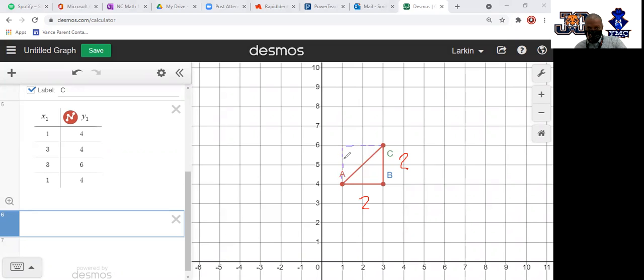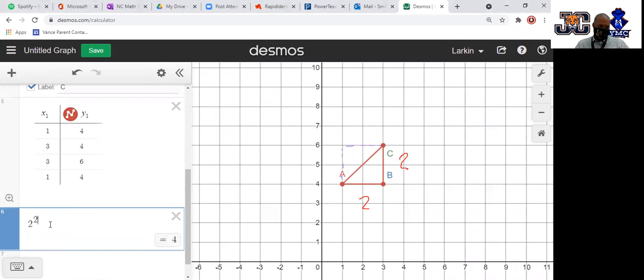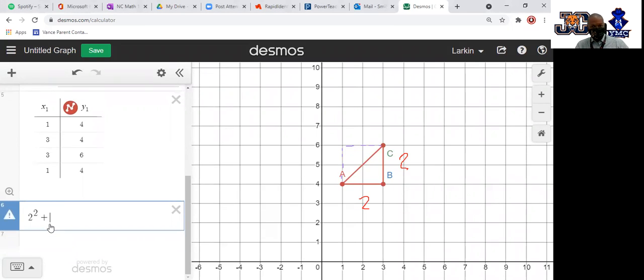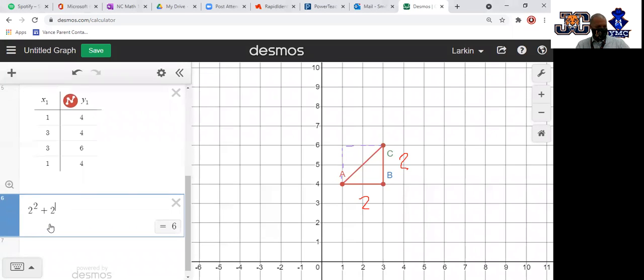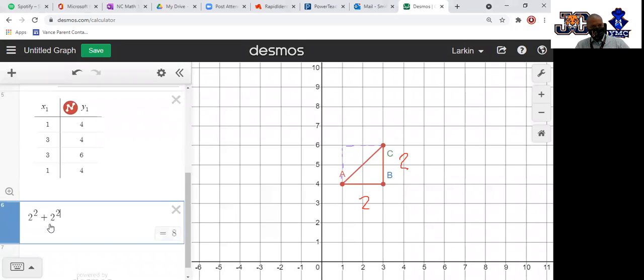So my vertical measurement is 2, and my horizontal measurement is 2. So all I'm going to do is use Pythagorean. I'm going to square a, so I'm going to have 2 squared plus another 2 squared. So that's a squared plus b squared, which is equal to 8. So we know 8 is equal to c squared.